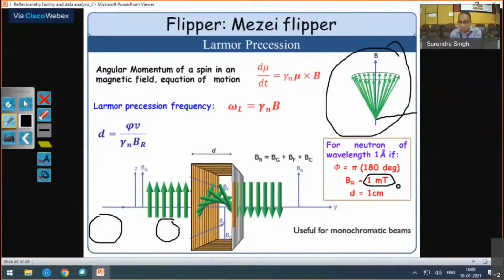There are other flippers also which I didn't talk about, like the RF flipper, where you resonate at that frequency. You resonate by applying an RF frequency in the magnetic field, and then it immediately makes it 180 degree. This is easy to implement, and it gives you a flipping ratio of around 99%. So this is not difficult.